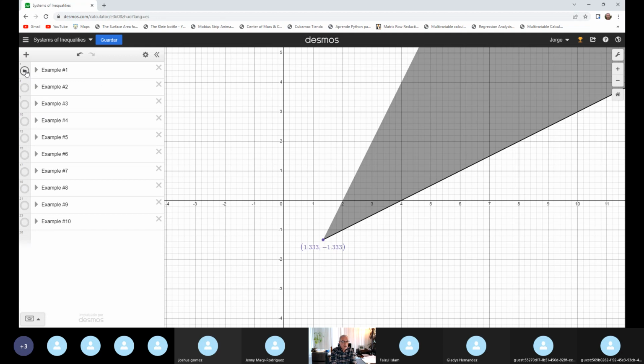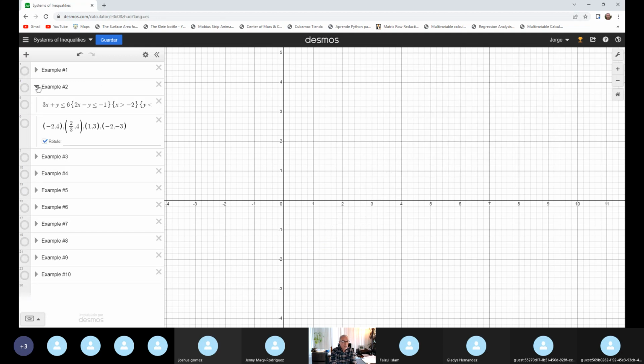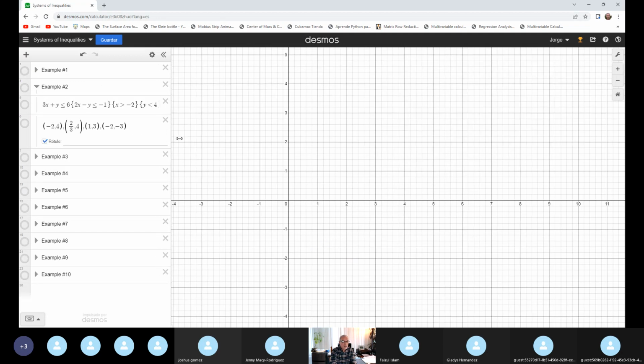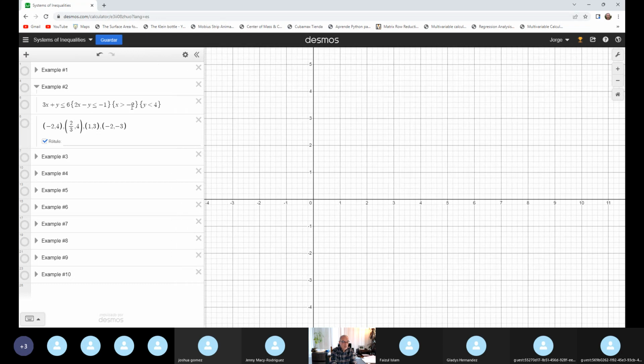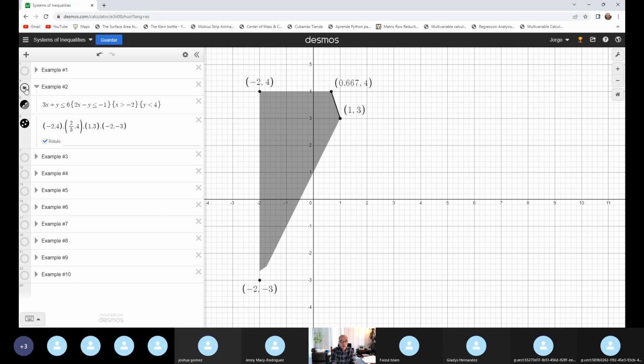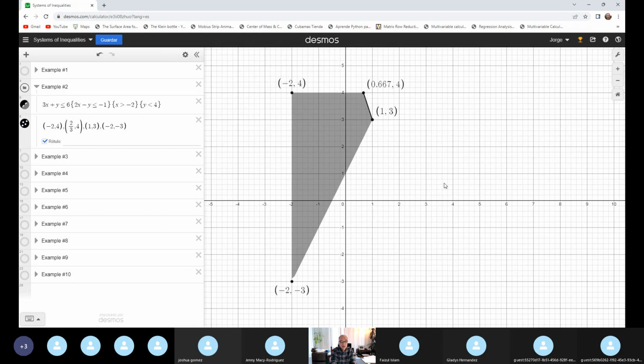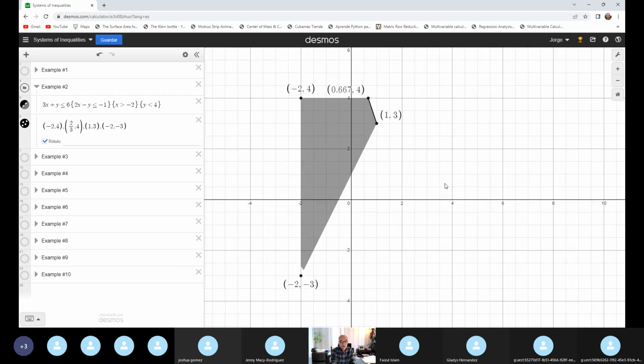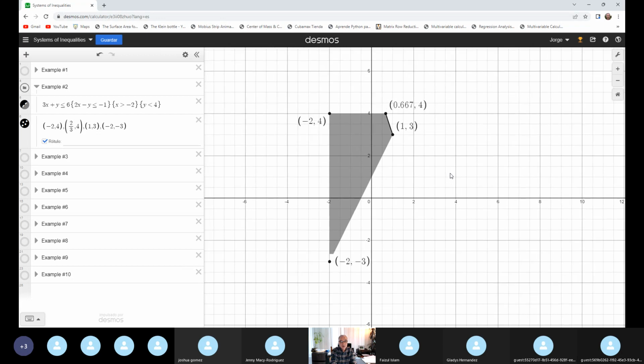The next is crazy. Look, example 2, wow, how many? We have 1, 2, 3, 4 inequalities. You separate them by curly bracket. Desmos understands very, very well that it is an "and" between the inequalities, and when you do the graph, you obtain, okay, let me zoom in to see more clearly.